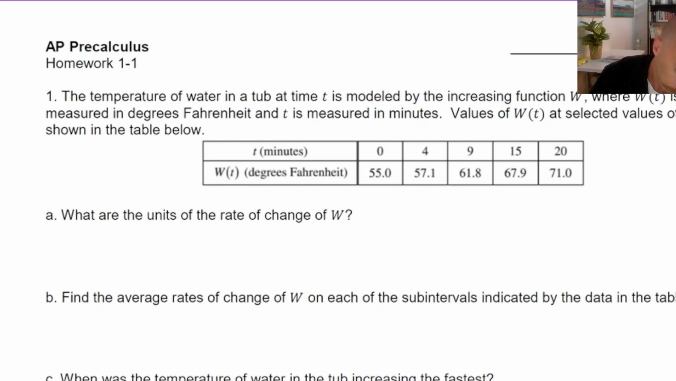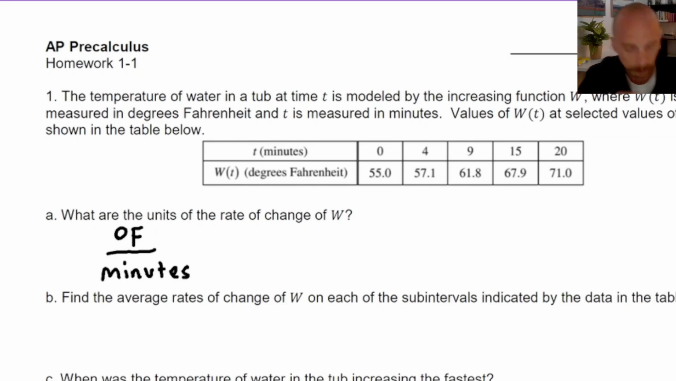So the units of the rate of change of a function are the units of that function divided by the units of its input. So units of output divided by units of input. So this will be degrees Fahrenheit divided by minutes. And then in the next lesson, when the output function is itself a rate, maybe that's where we'll need to be particularly careful. For now, we're just going to divide units of output divided by units of input.